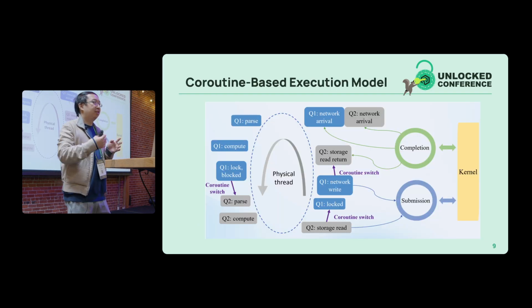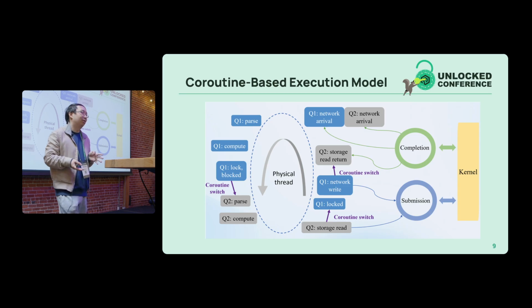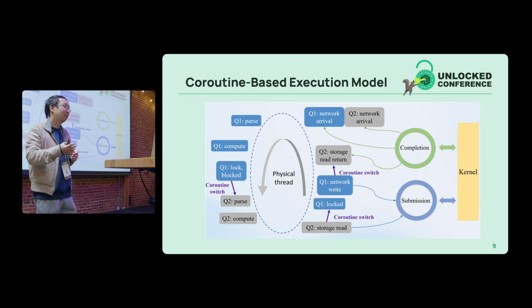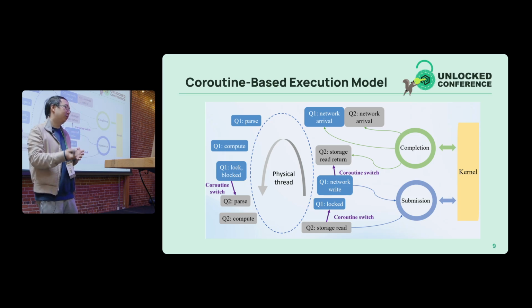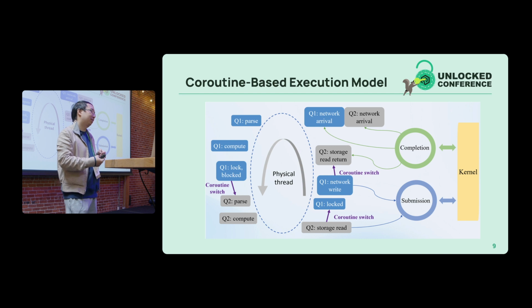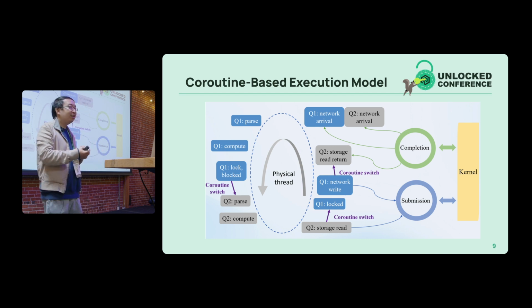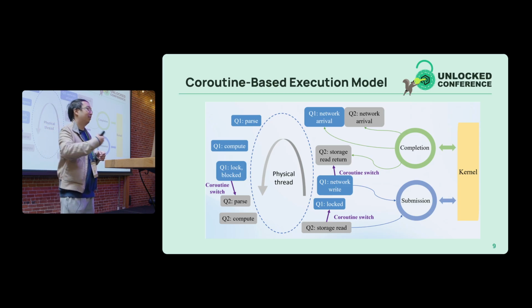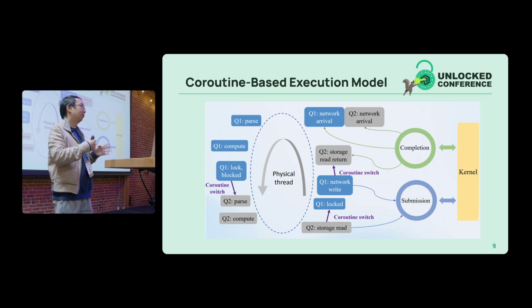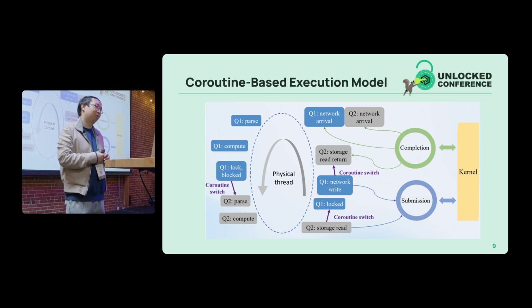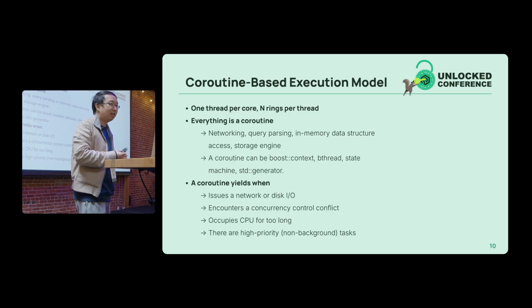I think what's interesting in our system is the execution model. Basically, everything is a coroutine. From the networking layer, when a network message arrives, we create a new coroutine to parse the message, and we start accessing the in-memory data structures. In case there is a data conflict in this process, we simply context switch this coroutine to a second query. And if the second query needs to access the storage engine, causing an I/O, we context switch the second coroutine again. So here is the summary: everything is a coroutine.